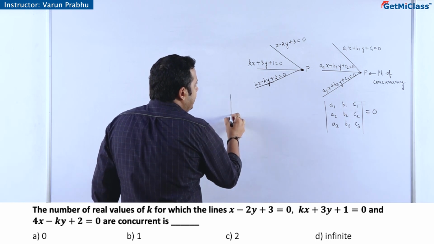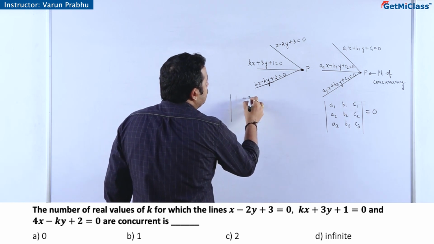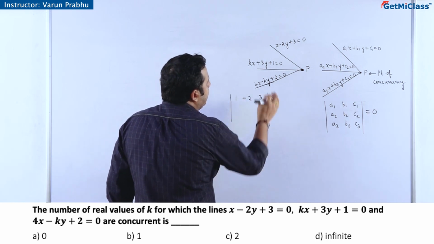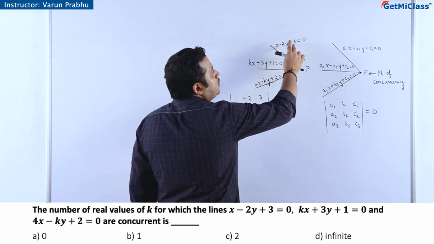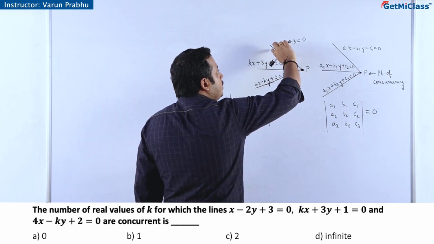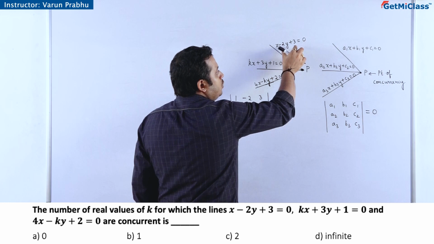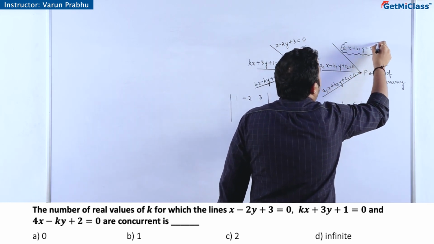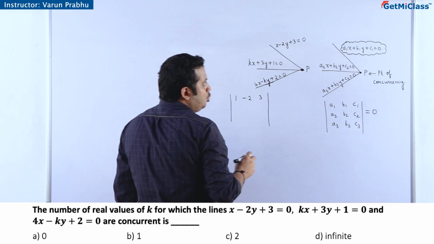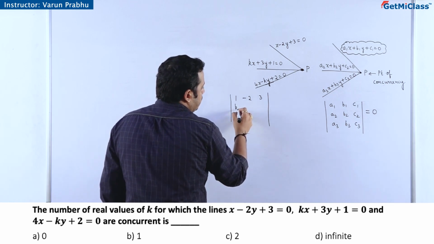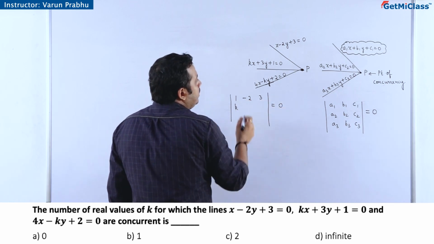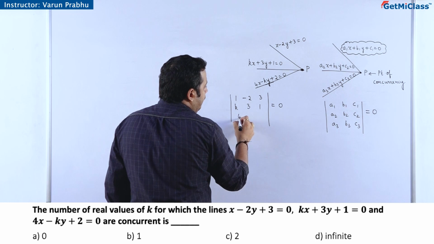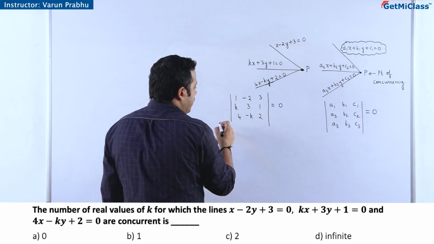So I can write a determinant of 1, minus 2, 3. You should be very careful in writing this. Sometimes, to confuse you in the exam, they will give you minus 2y plus x plus 3 is equal to 0. It should always be in this standard form. Ax plus by plus c is equal to 0 should be the standard equation of the line for substitution into this formula. Is it okay? The determinant of k, 3, 1 and 4, minus k, 2 should be equal to 0.